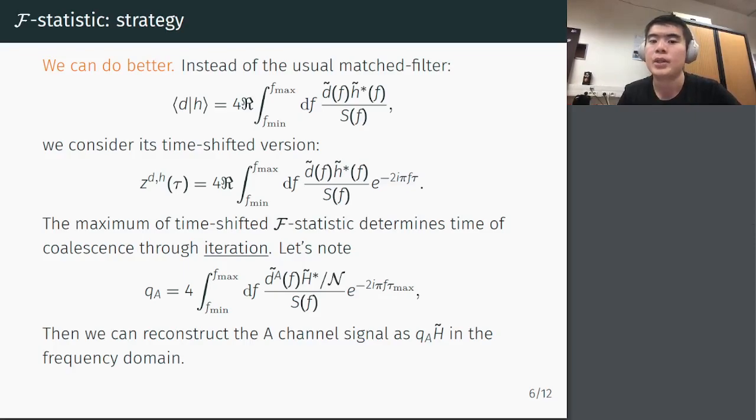But we can do better. Instead of the usual matched filter, we consider its time-shifted version. This induces a time-shifted F-statistic, which determines the time of coalescence through iteration, because sky position enters both pattern function and h. If we note this complex number Qa, where tau max is the time of coalescence determined above, we can reconstruct the A-channel signal as Qa h in the frequency domain. Again, the E case follows analogically.